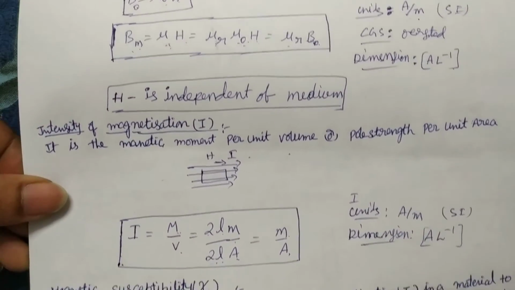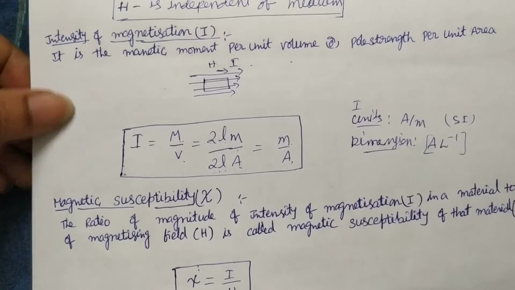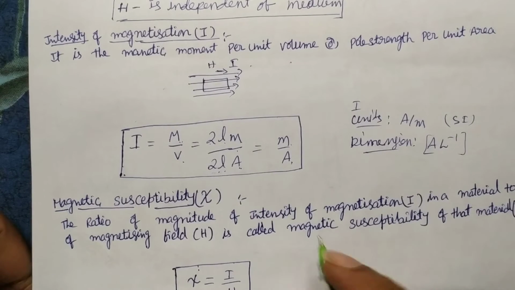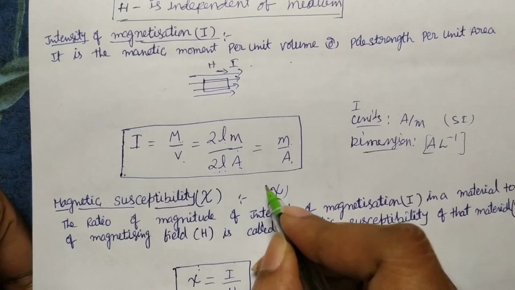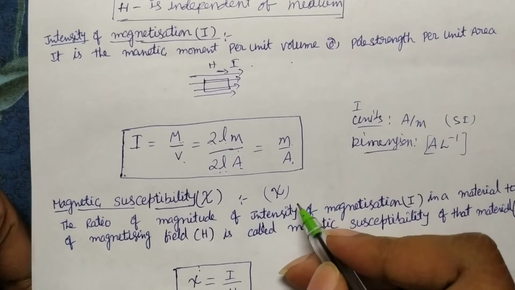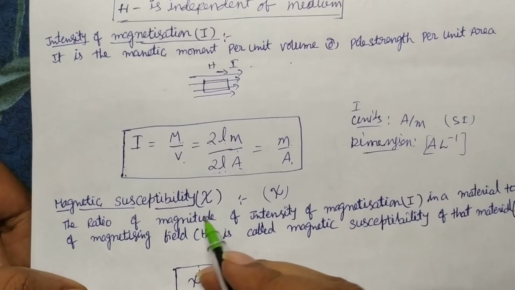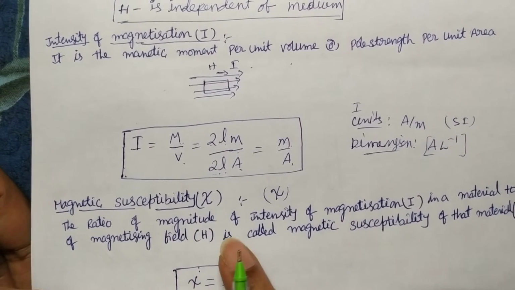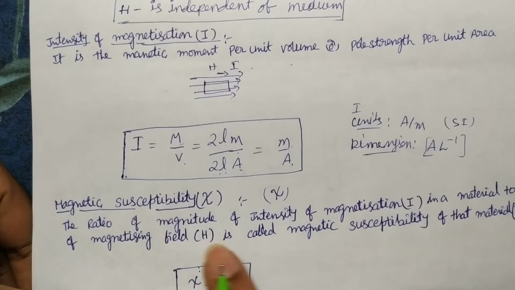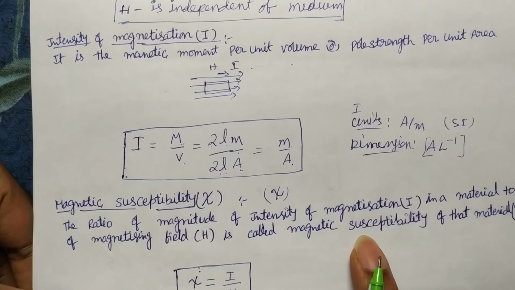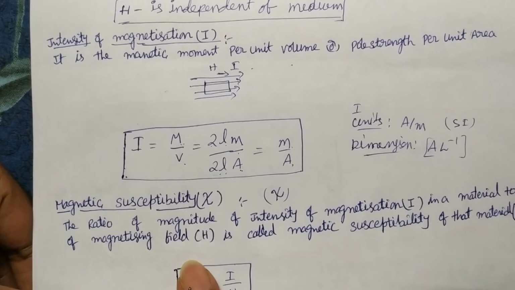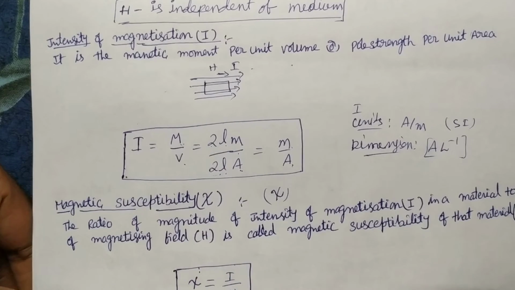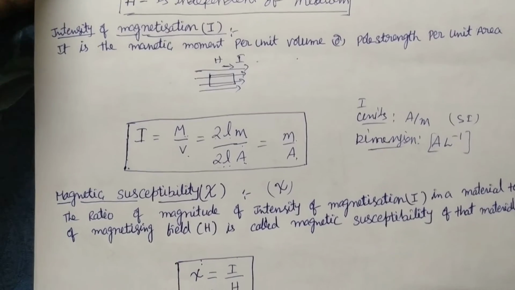Another quantity is called magnetic susceptibility. For susceptibility they use a symbol like this, which they call psi. What is magnetic susceptibility? It is the ratio of the intensity of magnetization I to the magnetic field strength, the magnetizing field. So susceptibility we can write as I by H.